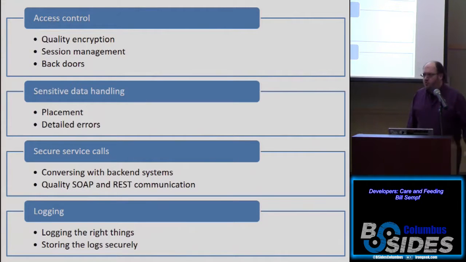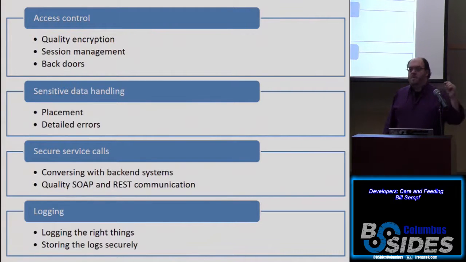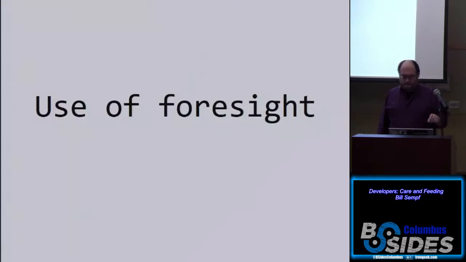Secure service calls, communication between applications. Not something that is going to be easy to find in a pen test or with an automated tool, but manual tools, manual code review will bring it out. And of course, making sure you're following your logging practices. These are all important things that need to be found by humans looking at source code. The developers can do this work. You do not need to do this, but they need to know what to look for.